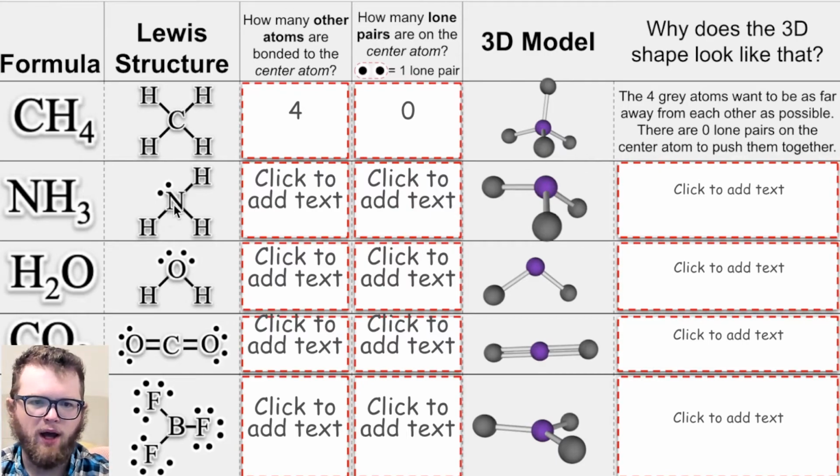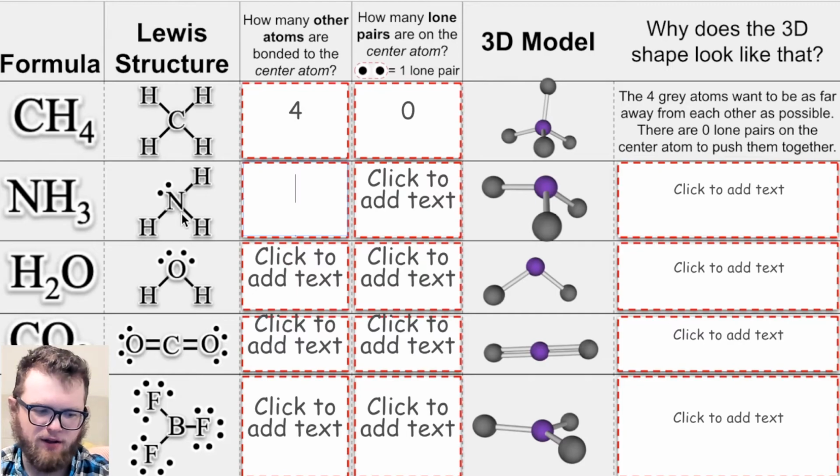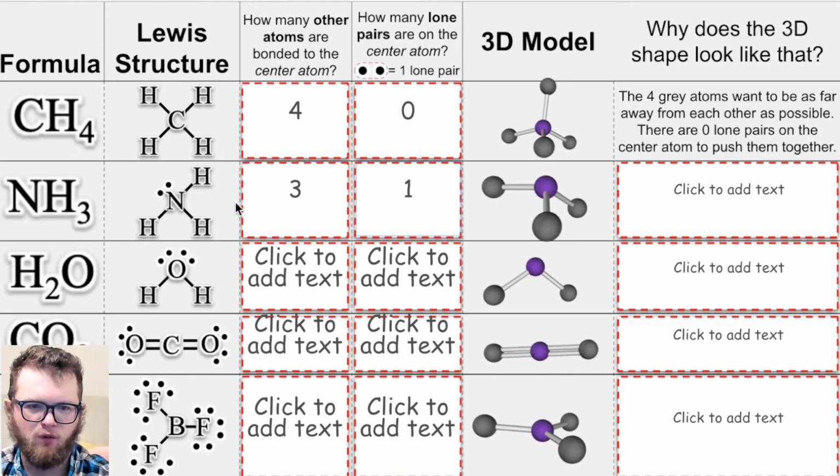What about when instead of having 4 atoms bonded to the center, there are 3, and instead of 0 lone pairs, we have 1. Why does the shape look like this in the 3D model? What do we know is there but isn't shown in this 3D model picture?